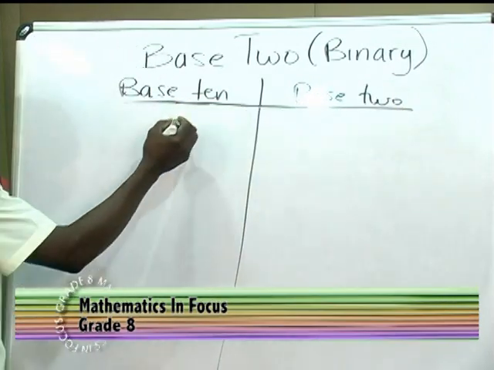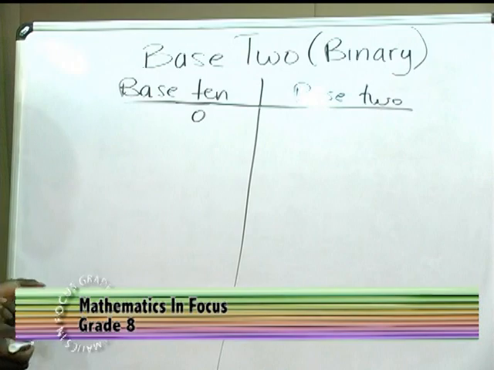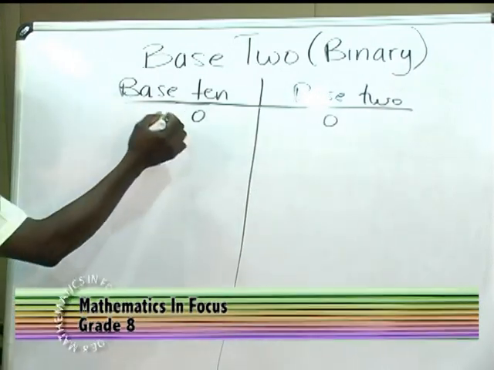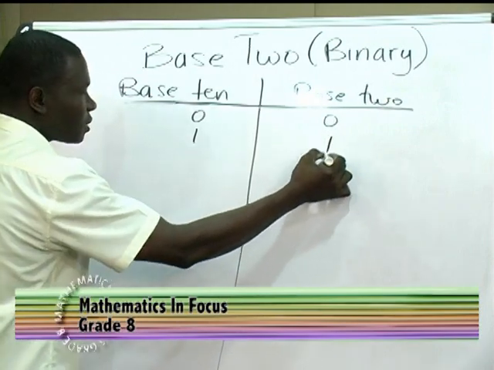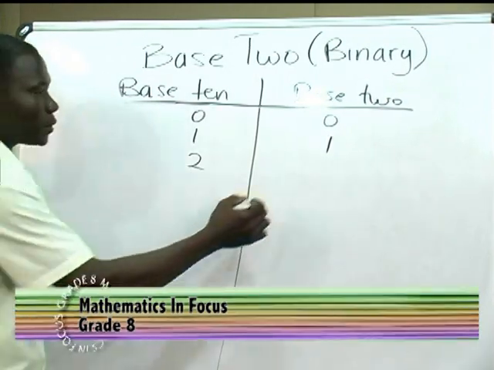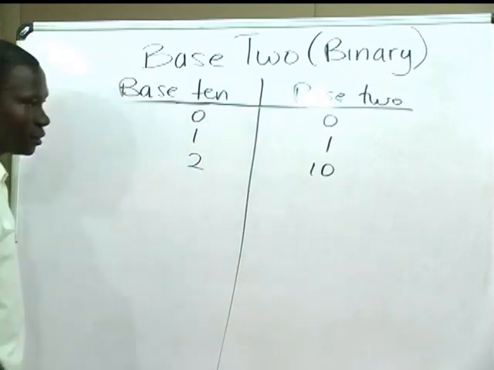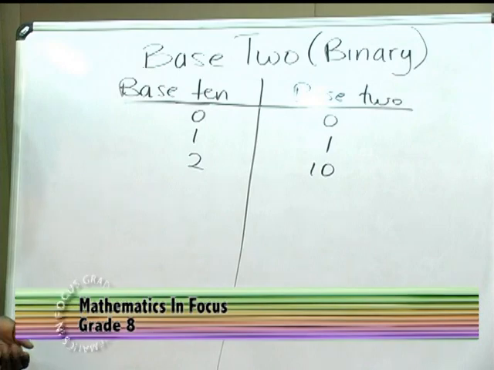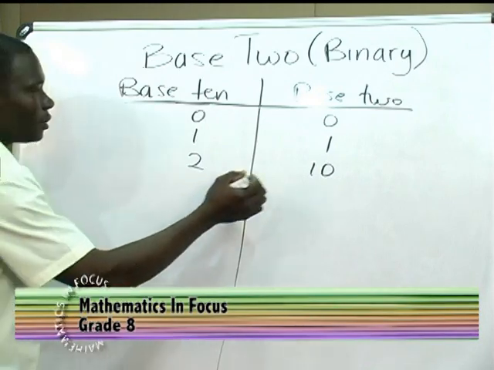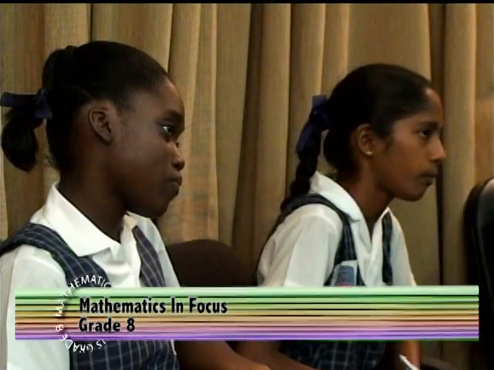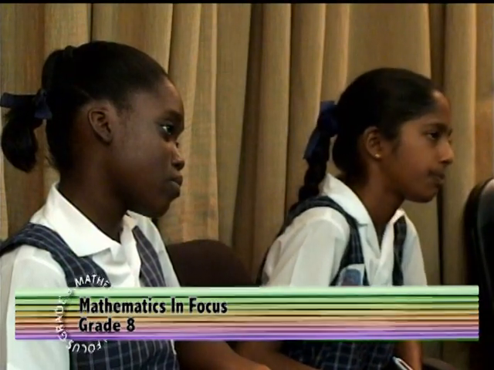So base 10, the numeral 0 is the same as 0 base 2. Then for 1, we have the same as 1. Then we have the numeral 2, which is written as 1, 0. And somebody might be wondering, what is happening here? All right? These are all base 2. Then we have the number 3, which is written as 1, 1.